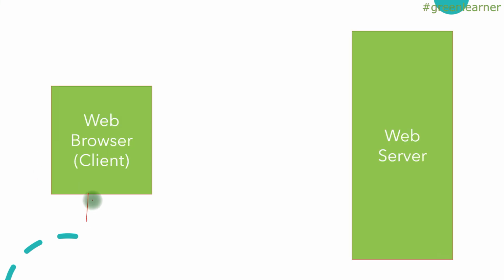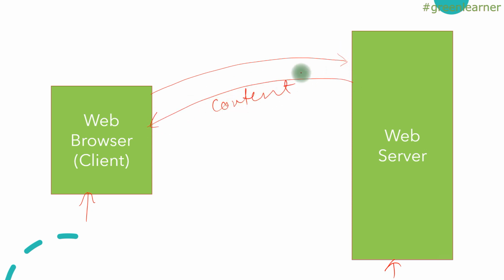So this is our client. First example, this is our client, which is any web browser that you have, and it is a web server. When the client sends a request to the server, the server responds with some content to the client, right? And then the browser renders that content onto the browser screen, right?